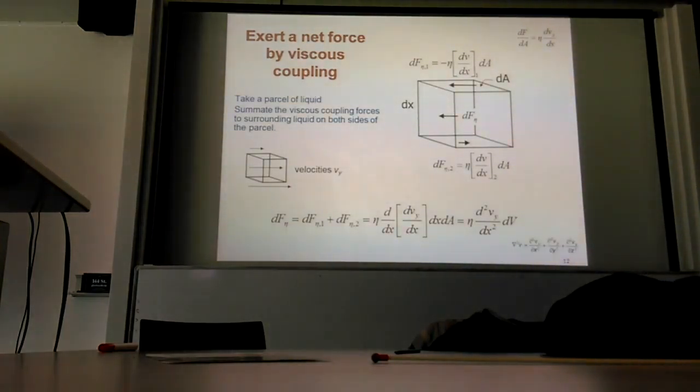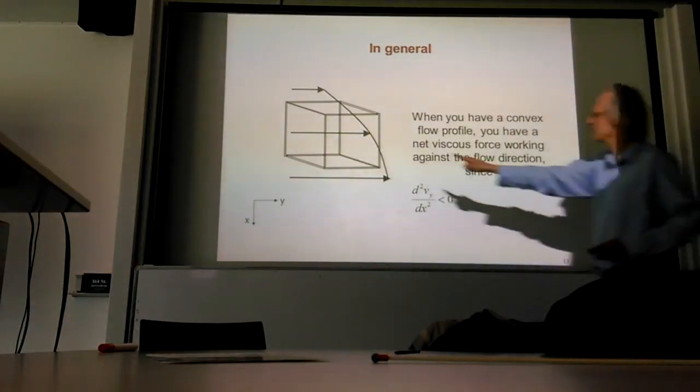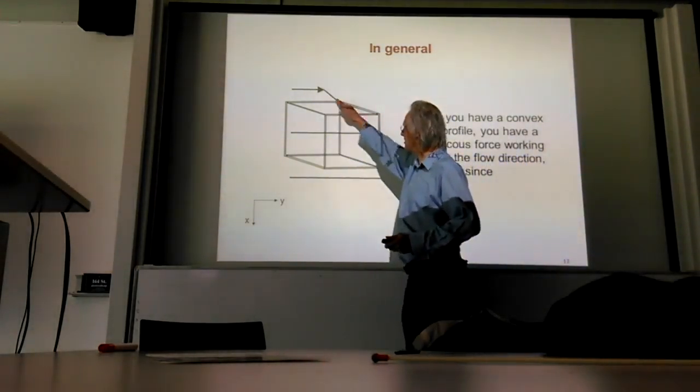Okay, and you can write it in 3 dimensions if you want. So in general, and that's actually very nice, if you have a convex flow profile, which means in the direction of movement, the flow profile has a curvature.